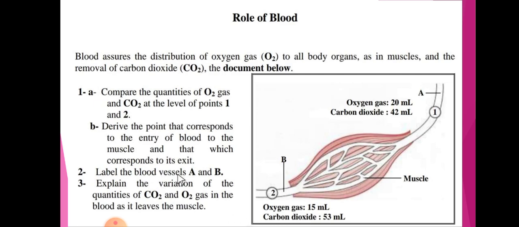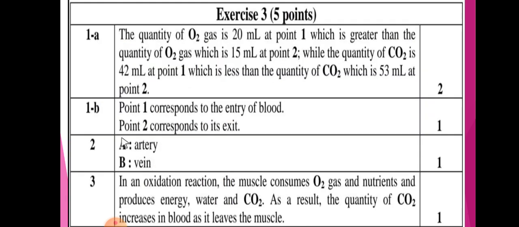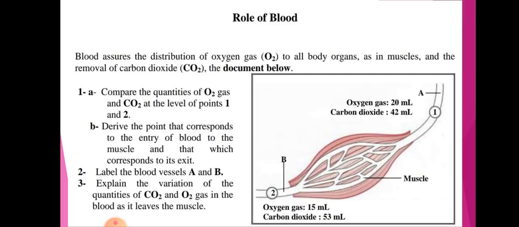Label the blood vessels A and B of the muscle. What is this vessel called? From which does the blood enter the organ, the artery or the vein? Of course it's from the artery, while it exits through the vein. So A is the artery, B is the vein. Okay?